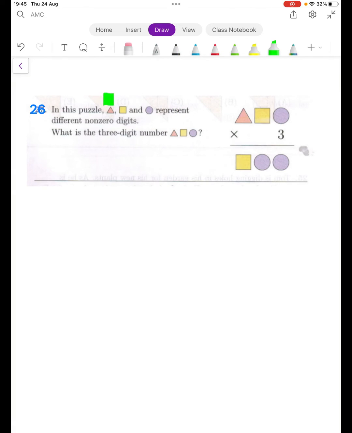In this puzzle, the triangle, the square, and the circle represent different non-zero digits. None of them are zero. Here we can see these are the 3 shapes that are used to denote 3 different non-zero digits. What is the 3-digit number represented by the triangle, square, and the circle?